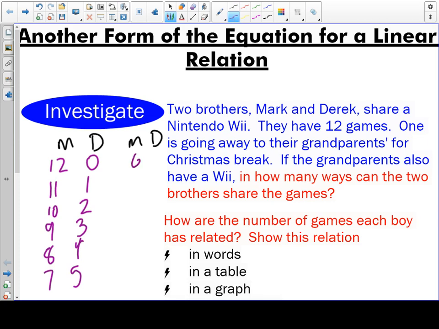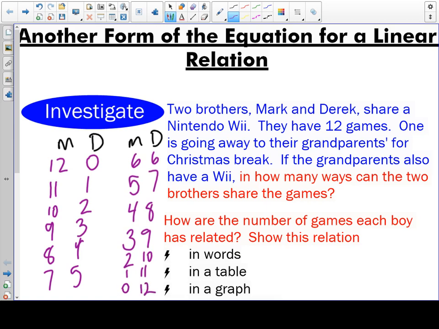Mark can have 6, Derek can have 6. Mark can have 5, Derek can have 7. Mark can have 4, Derek can have 8. Mark can have 3, Derek can have 9. Mark can have 2, Derek can have 10. Mark can have 1, Derek can have 11. Mark can have 0, Derek can have 12.